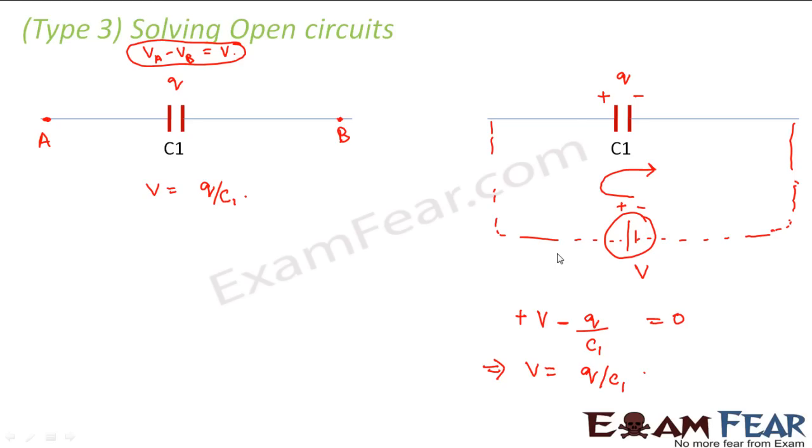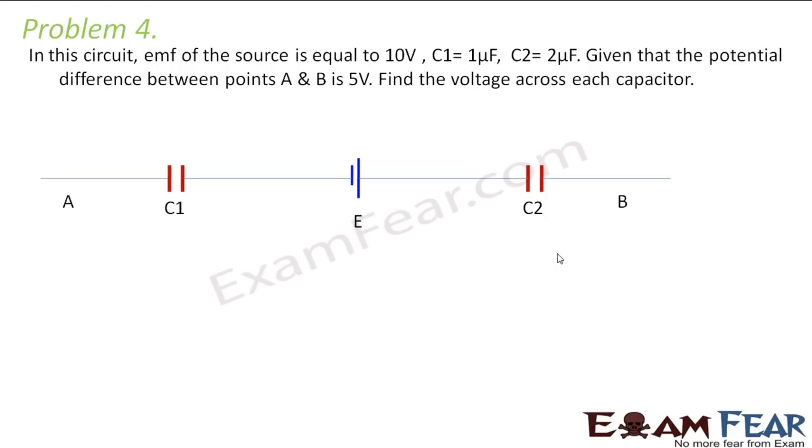Right? Now we will solve a problem on open circuit. Let us try to solve this problem using the same concept. So what do we have here? We have one voltage source, this E, and these two capacitors. Here this is an open circuit, as you can see.